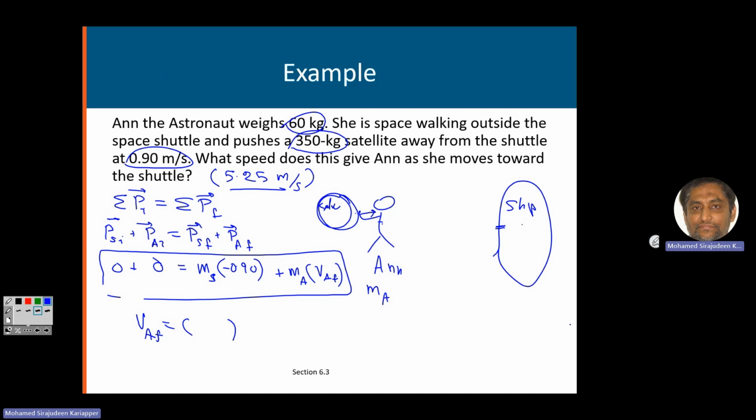But I put this to be negative. So this will be in the opposite direction, so it will be positive. You will get a positive answer because this goes to the other side, it becomes positive.